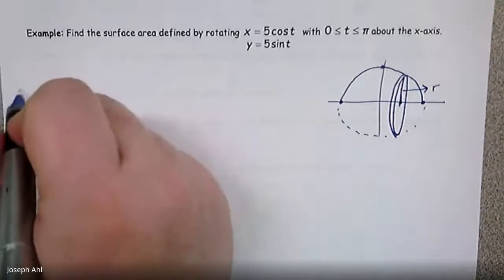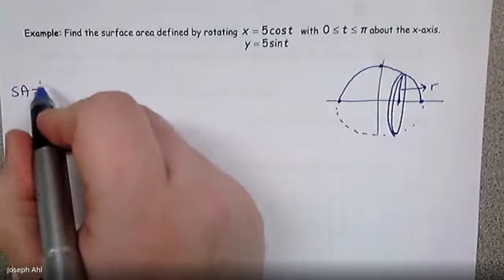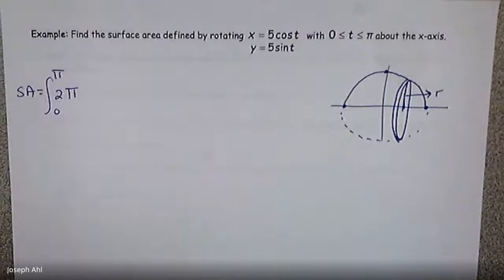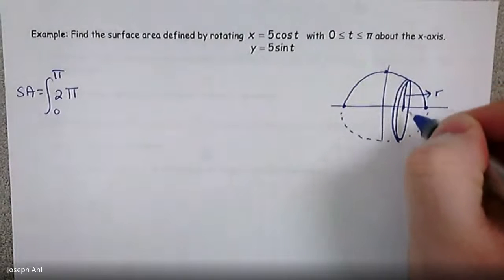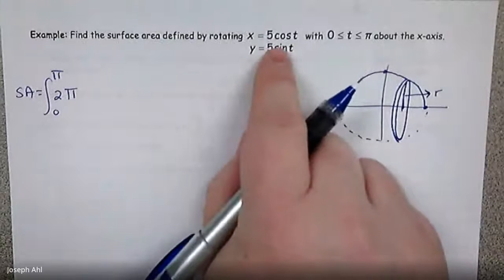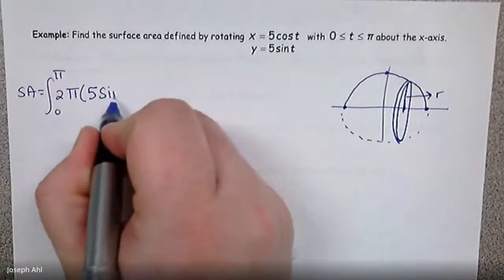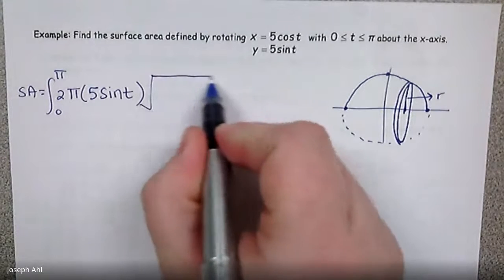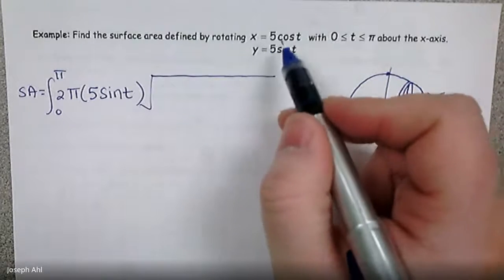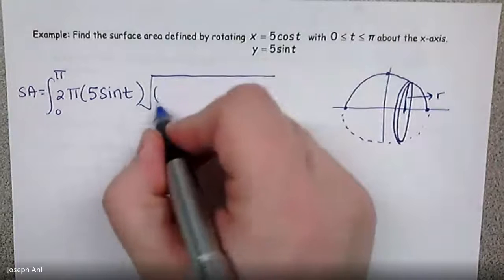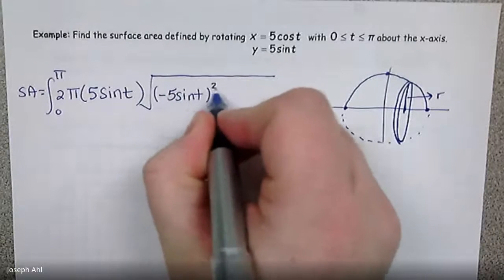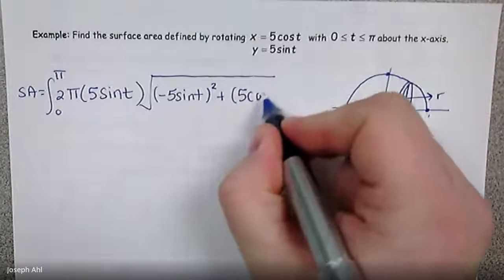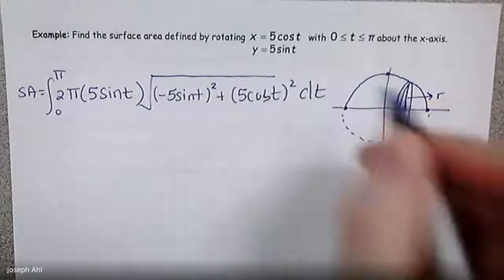All right, so surface area in general here is going to go from 0 to pi. It's going to be 2 pi times, let's get that radius out of the way right away. The radius is the height to this curve. It's the y value here, so it's going to be 5 sine t. And then we're going to multiply by the arc length, which is the square root of (dx/dt) squared plus (dy/dt) squared. So dx/dt, the derivative of 5 cos t, is -5 sine t, squared, plus the derivative of 5 sine t would be 5 cos t, squared, dt.